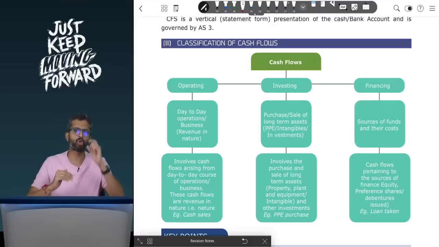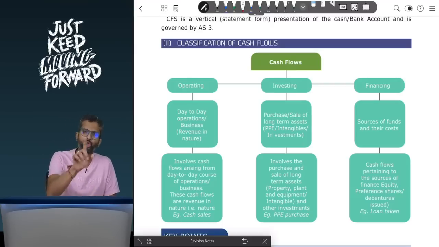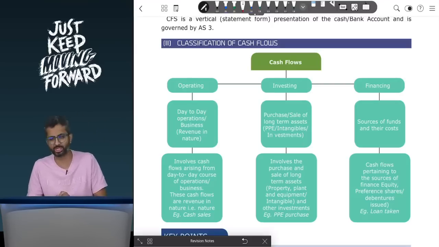So you'll segregate into cash flow from operating, investing, and financing. And at the end, you'll have the net changes in cash and cash equivalents. To that, you will add the opening cash and cash equivalents. That will give you the closing cash and cash equivalents.